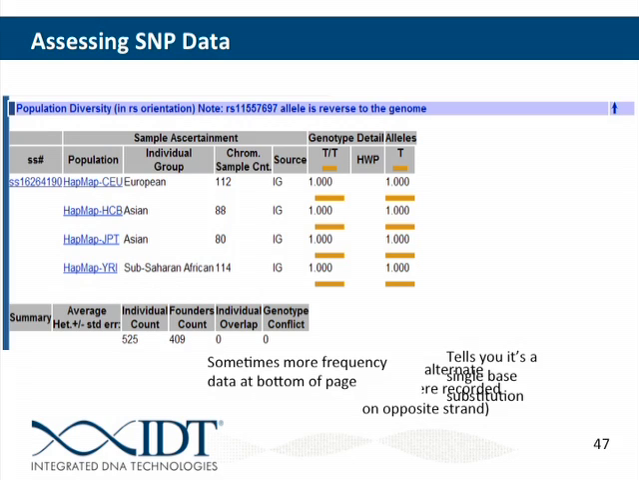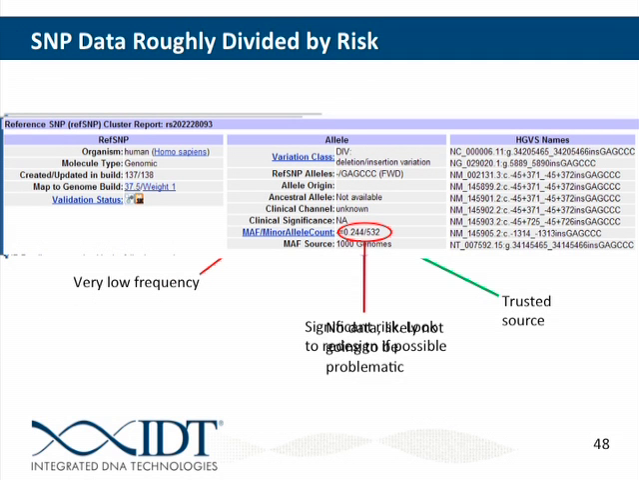And then if you scroll down to the bottom of the page, you can see sometimes more specific frequency data. So by looking at these, we can roughly divide these SNPs in our primers by potential risk. Just because you see a SNP in your primer doesn't mean you have to automatically avoid that primer. You want to look at the SNPs, look at their allelic frequency, and make an assessment as to whether or not you think that SNP is likely to be in your population and is likely to be problematic for you.